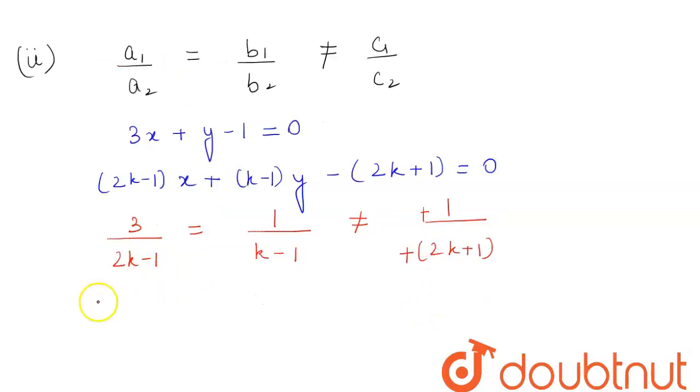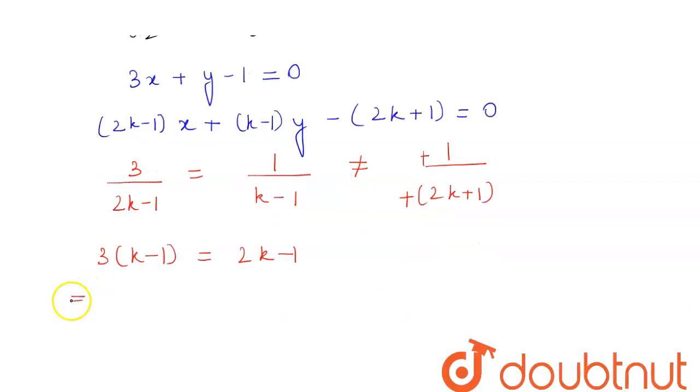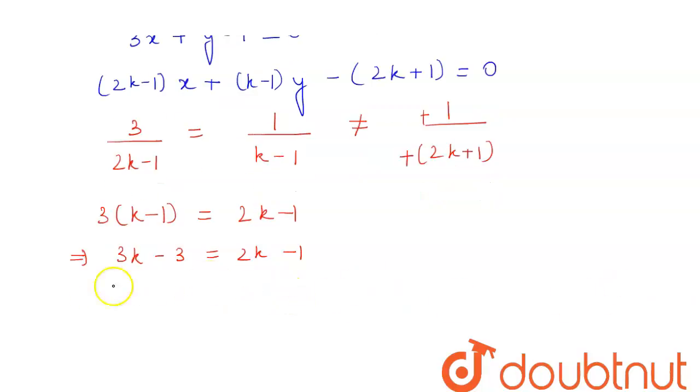Now if we solve our first part, we will get 3 into (k minus 1) is equal to 2k minus 1. So from here we will get 3k minus 3 is equal to 2k minus 1. If we take the coefficients of k on one side and the constants on the other, we will get 3k minus 2k is equal to minus 1 plus 3, and this gives us the value of k as 2.